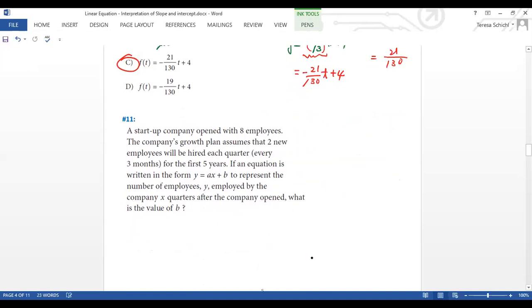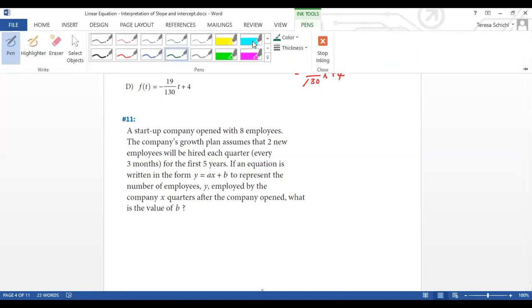Okay, so here, a startup company opened with 8 employees. And the company's growth plan assumed that 2 new employees will be hired each quarter for the first 5 years. If an equation is written as y equals ax plus b, representing the employees y employed by the company x quarters later, what is the value of b?